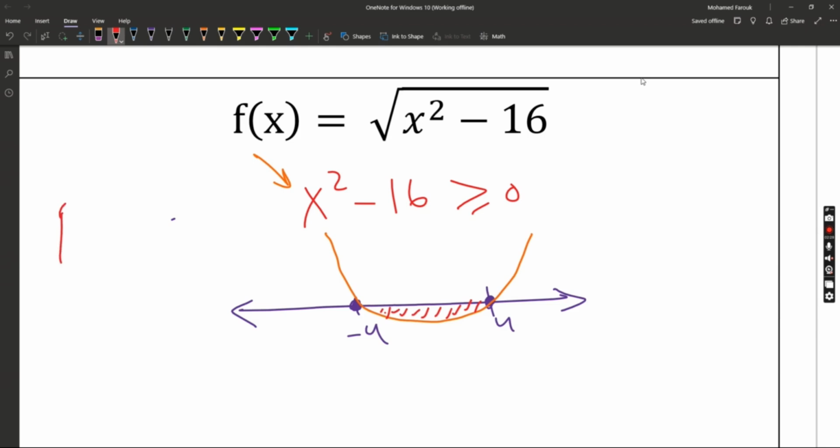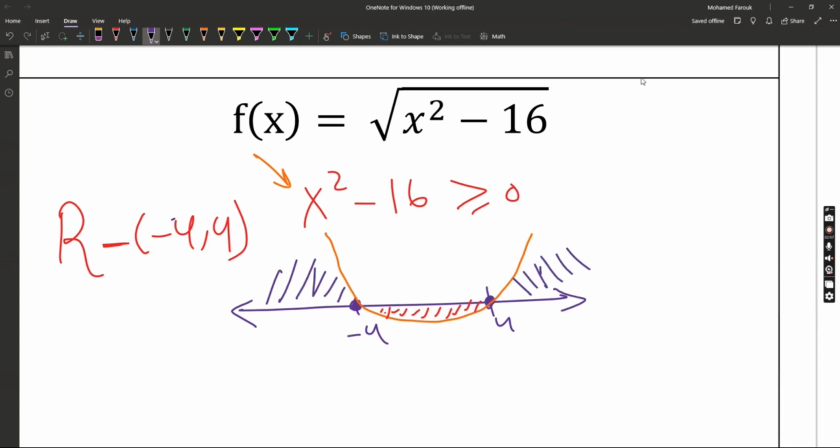So I can take all real numbers except this part, which is negative. So I remove negative 4 and 4 from my domain. It's an open interval because I need only the numbers between them. But negative 4 and 4 equal 0, so I have them in my domain. Any number smaller than negative 4 or bigger than 4, I have in my domain because it's a positive value for y.